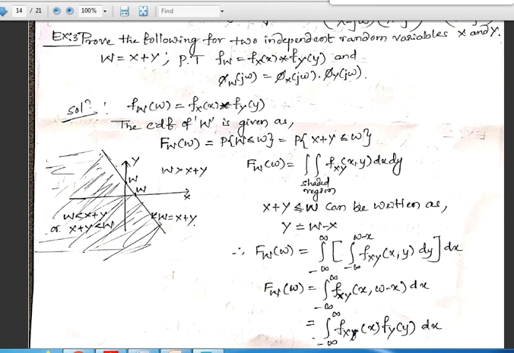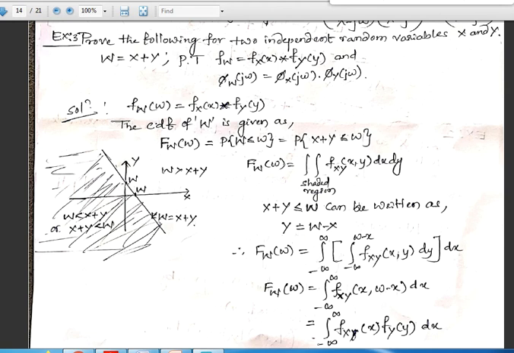So x plus y is less than or equal to w can be written as y is equal to w minus x. Now we are considering a line, that is w is equal to x plus y.